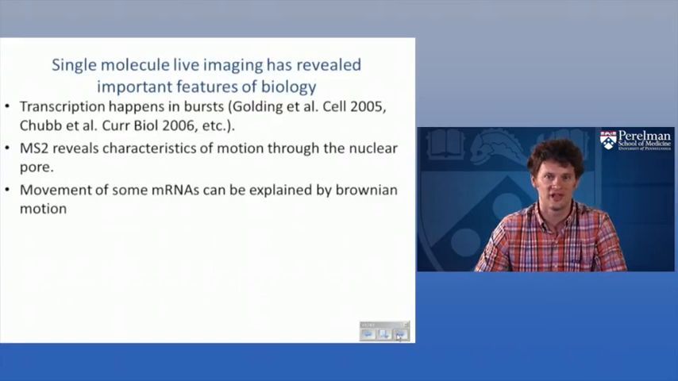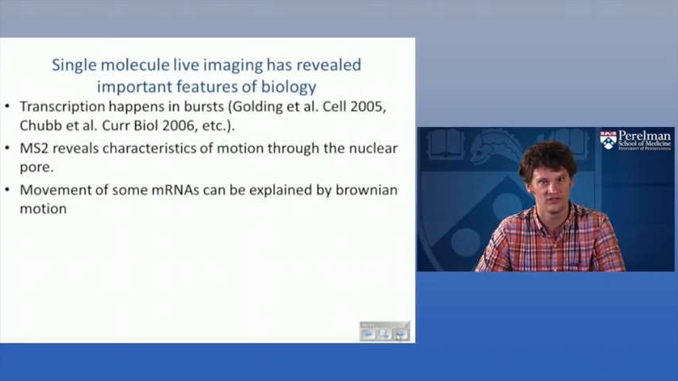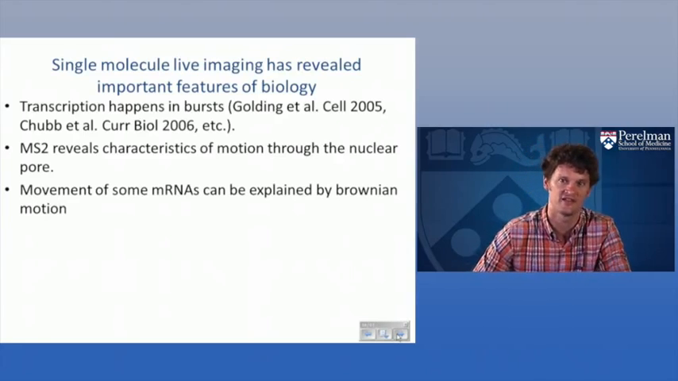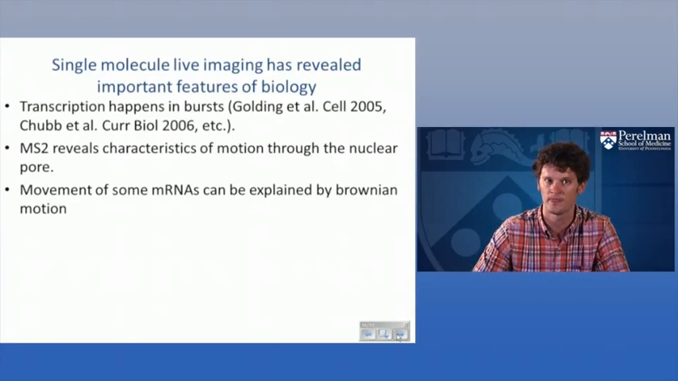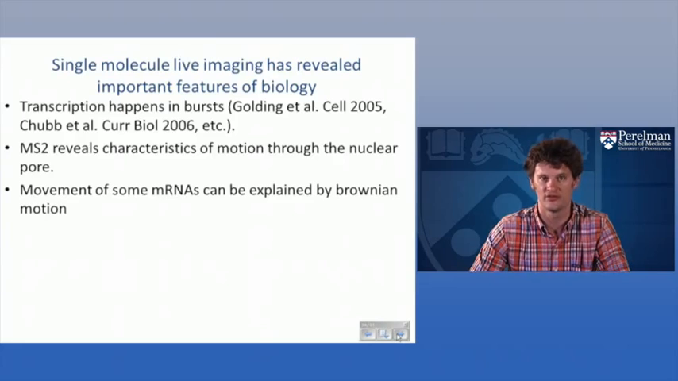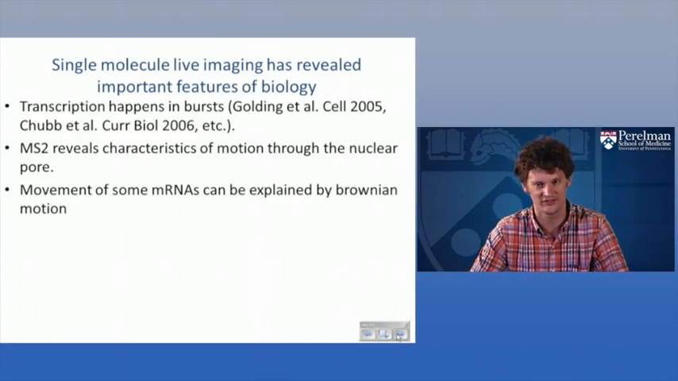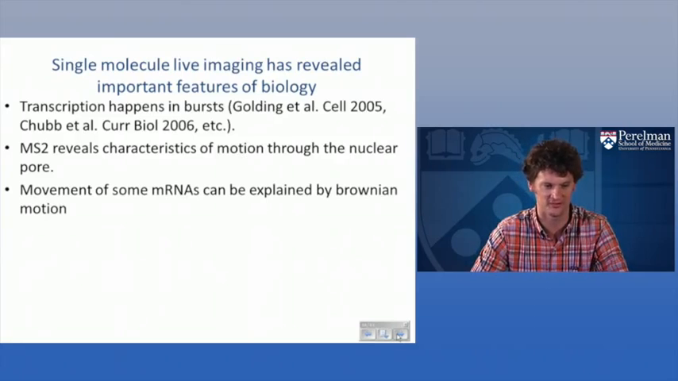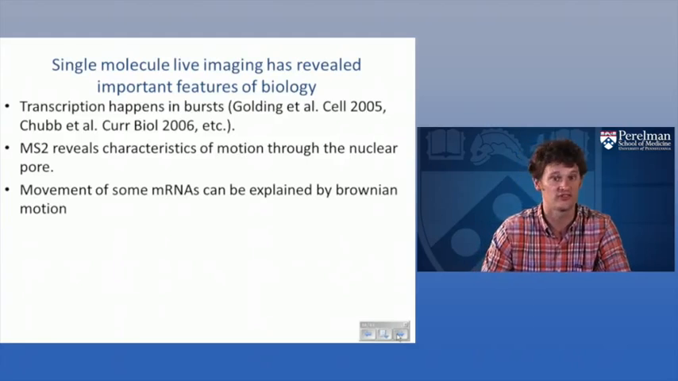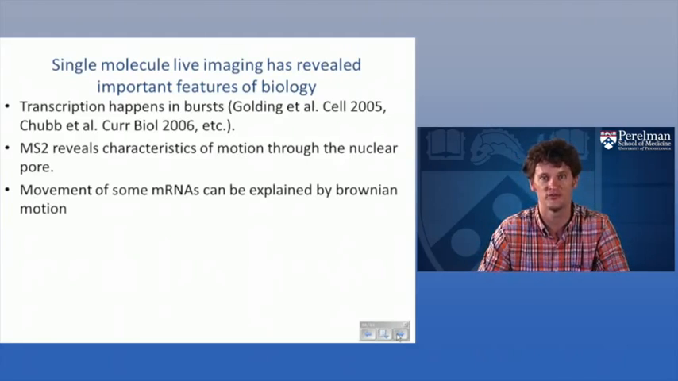But there are lots of examples of important biology that have come out of single molecule live imaging. One of the issues is bursting, and I showed you some examples of that, which were pioneered in the studies I cite here. There was a study that looked at the way that mRNAs are exported from the nucleus, so you can actually see mRNAs go up to the nucleus, play around for a while, and it takes them several tries before they actually make it through the nuclear pore. And then there's the fact that you can explain a lot of mRNA movement by essentially random Brownian motion.